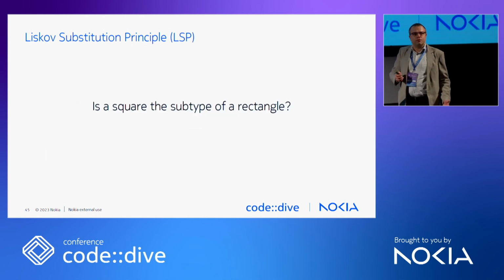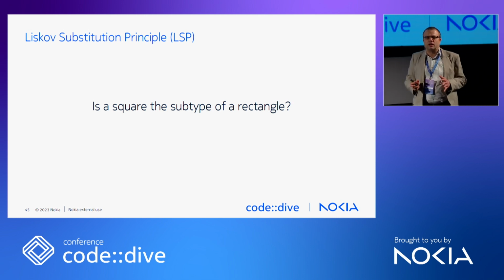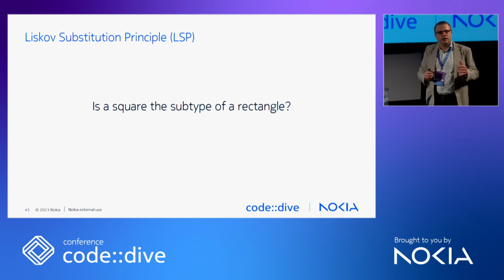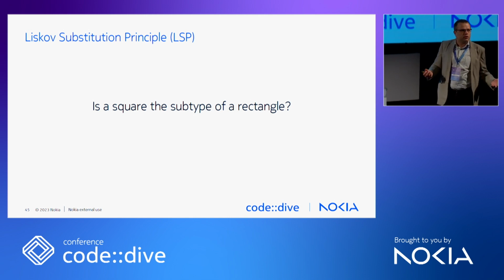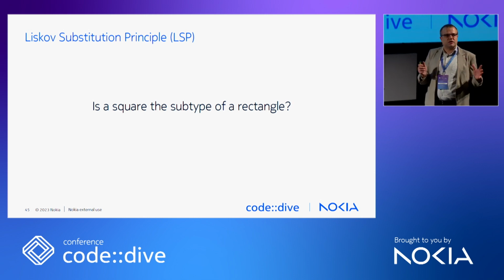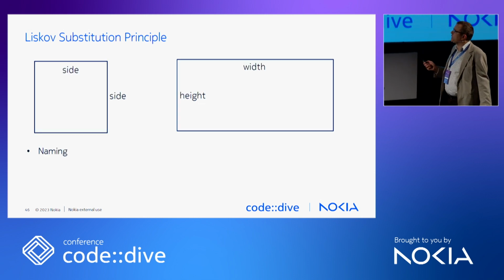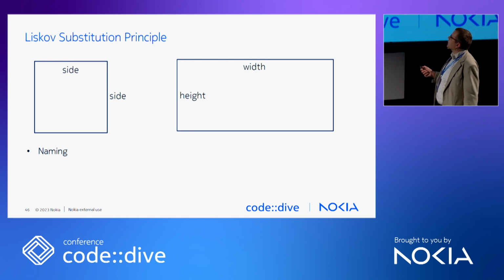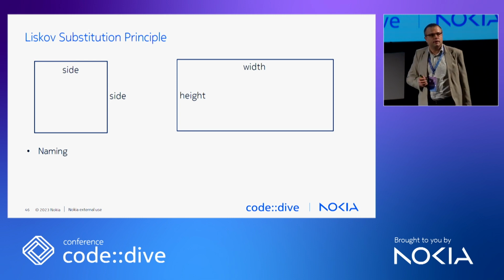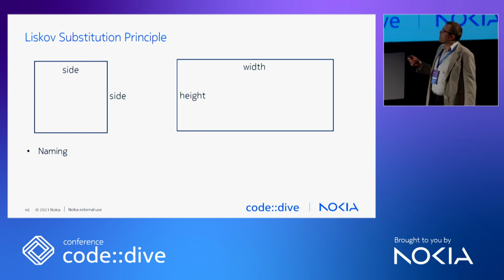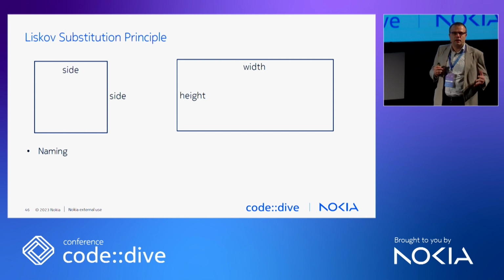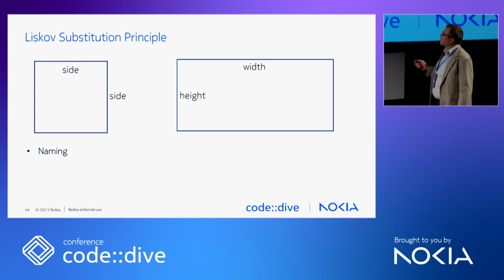Please raise your hand if you think that a square is a subtype of a rectangle. Okay, a few hands. And you're right, because in mathematics they taught us that it is the case. The square is a subtype of a rectangle. However, let's take a look at this example. A square has two sides, whereas the rectangle has height and width. And the user of a square may expect that if we set one side to 3, the other side will also be 3. And it's not the case for the rectangle.